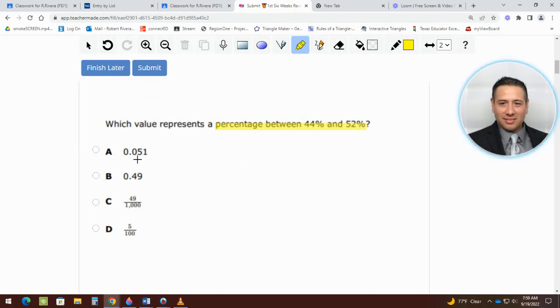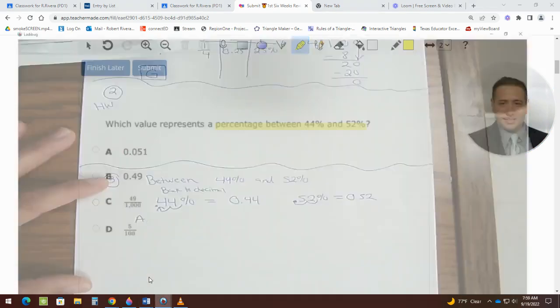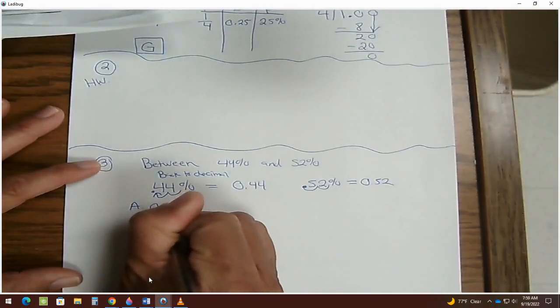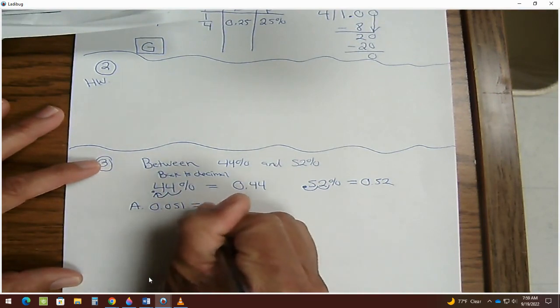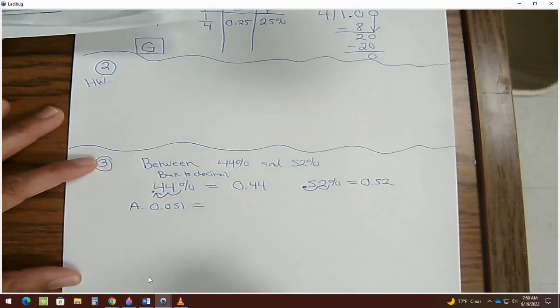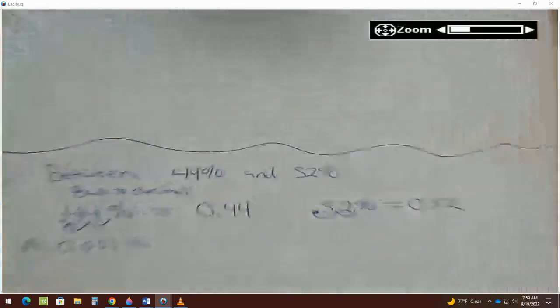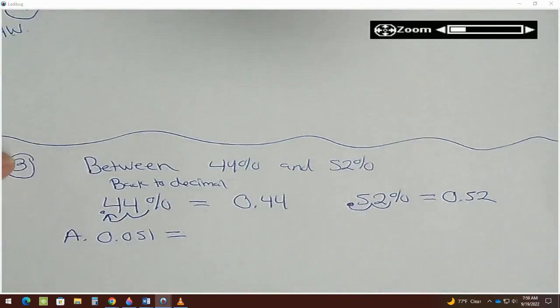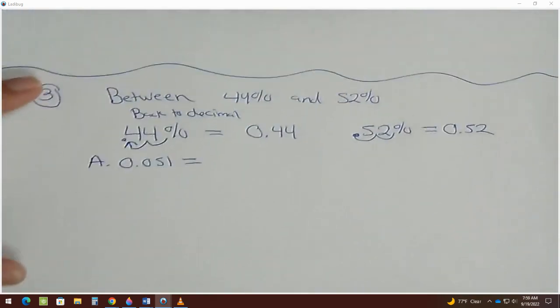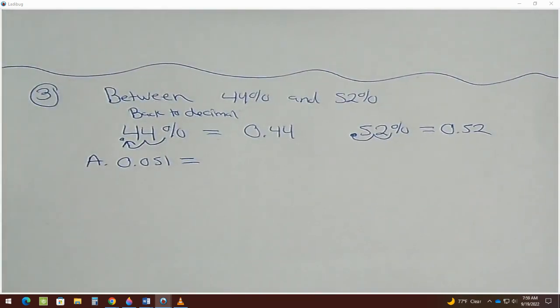So I'm going to put letter A, 0.051. Yes? And how much money would that be? How much money would that be? 51 cents. Huh? 51 cents. Nope. Try again, but that's good. At least he's trying, good, man. That's what I like about you so far. Okay.